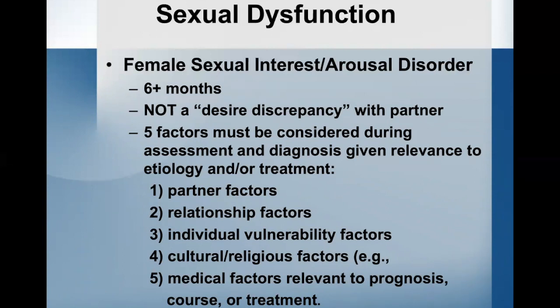We also would need to look at individual vulnerability factors. If somebody has poor body image, a history of emotional abuse or sexual abuse, if they have psychiatric diagnoses like depression or anxiety, or a lot of stressors, for example, job loss, a pandemic, bereavement, these will often interfere with sexual arousal, sexual desire, and sexual functioning.